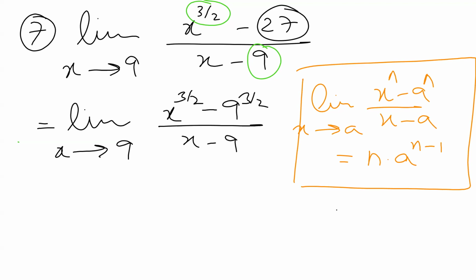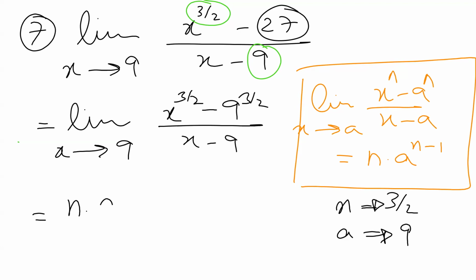So who is n and who is a? Can someone tell me by comparing? Please tell me who is n and who is a? N is 3 by 2 and a is 9.